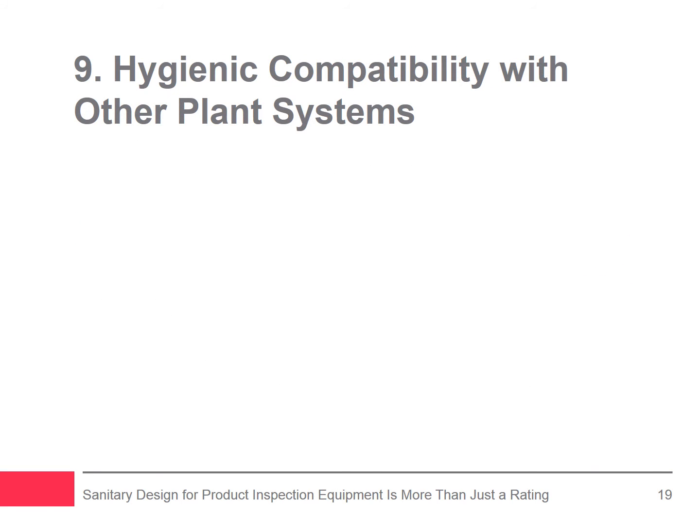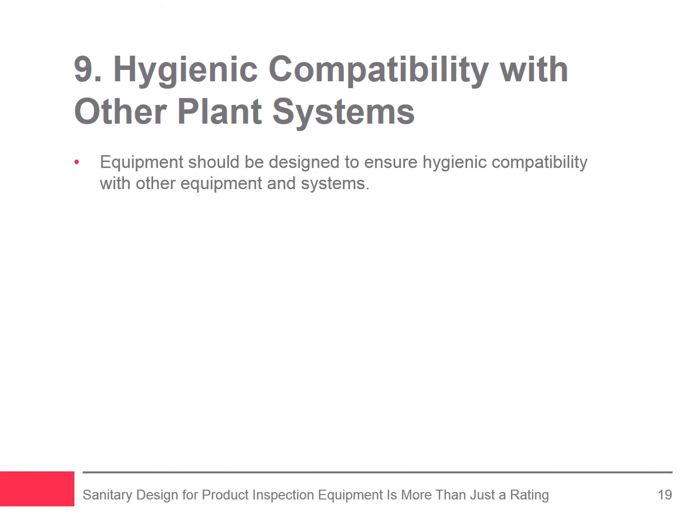Principle 9. Hygienic compatibility with other plant systems. Product inspection equipment should be designed to ensure hygienic compatibility with other equipment and systems.